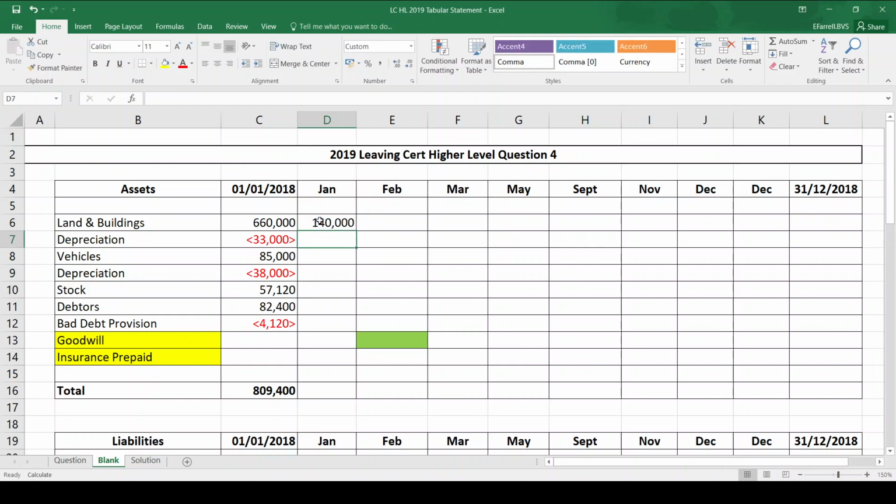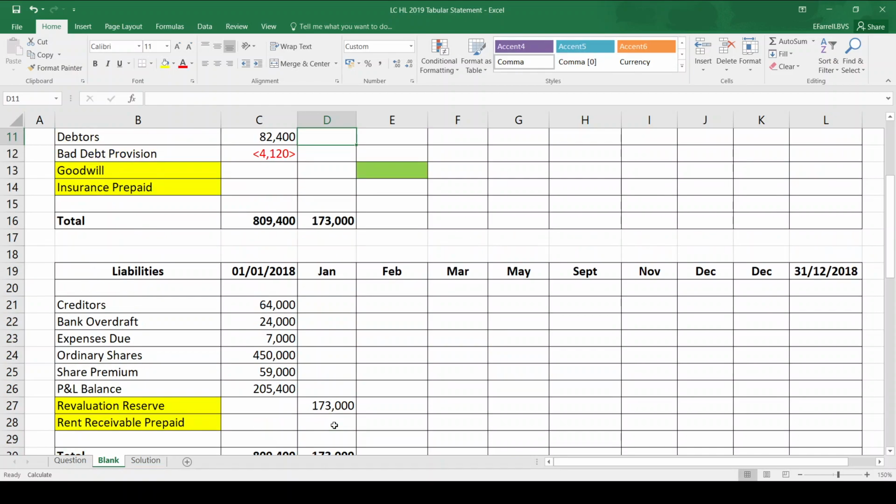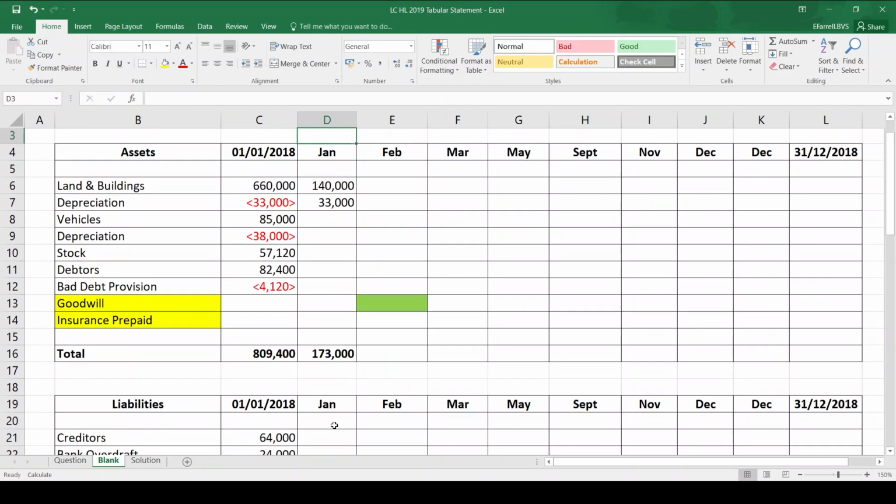Now they're 800,000. When you revalue land and buildings, you have to take out the depreciation. The depreciation at the moment is minus 33. So to take it out, we're going to put in a plus 33, which will bring it to 0. Then we just total the two of those, which come to 173,000. And then that 173,000 will go into the revaluation reserve below, down in liabilities. And that's always the way the revaluation reserve is done.